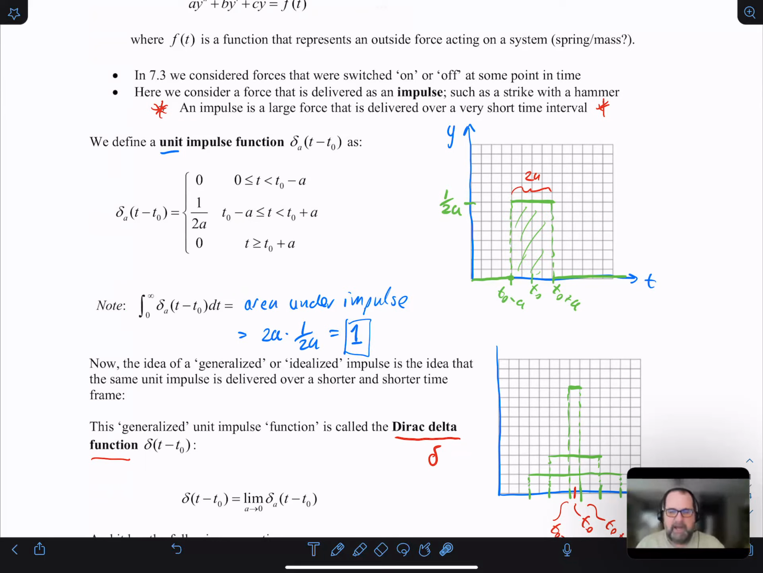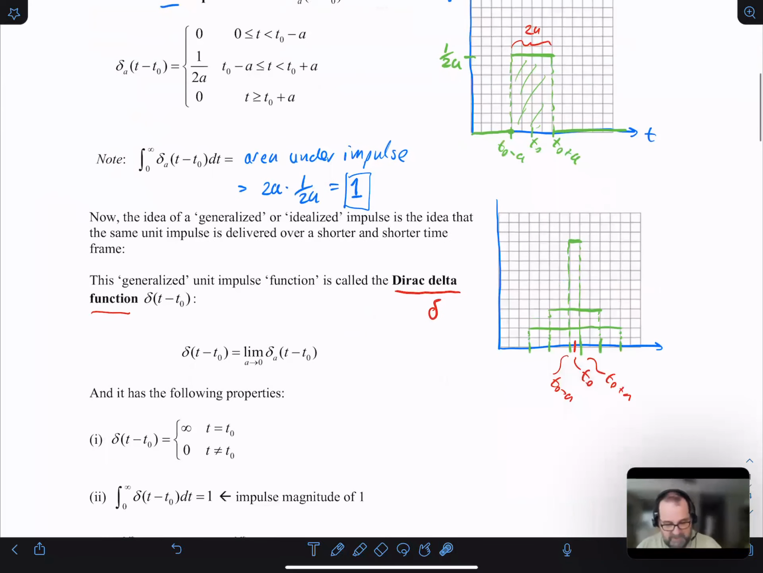This situation is not really a calculus situation. It is modeling an actual impulse that lasts for a short period of finite time. In modeling, we want to do better than this. We want an idealized or generalized impulse, a perfect idealized impulse at one moment in time. When we model something like this, we get what's called the Dirac delta function, which we're going to be using in this section.